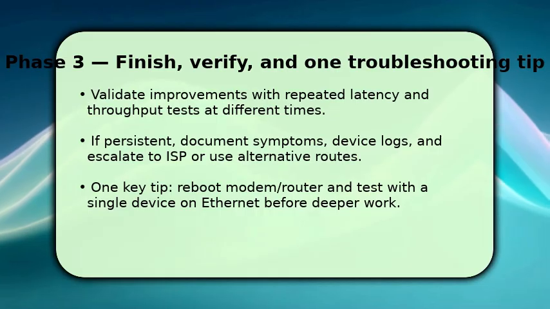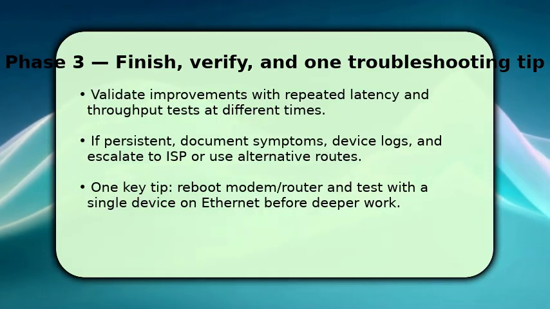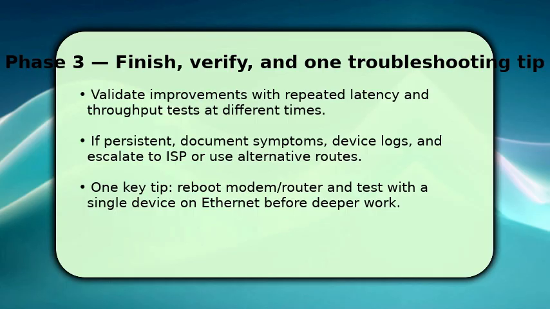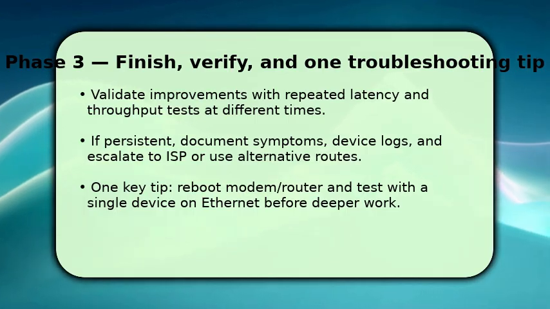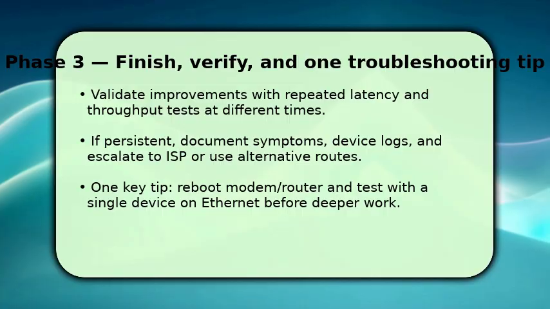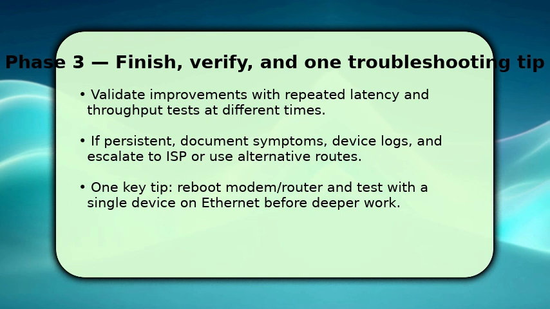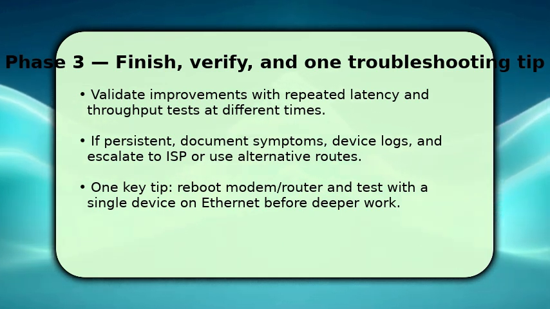If problems persist, document timestamps, traceroutes, and device logs, then escalate to your ISP or spin up an alternate route or VPN to compare paths. One key troubleshooting tip: always reboot modem and router, then test with a single device on Ethernet. That simple step often isolates hardware or provisioning issues.